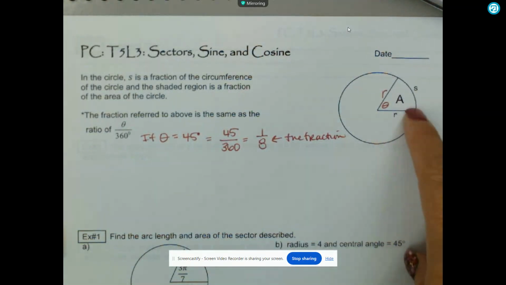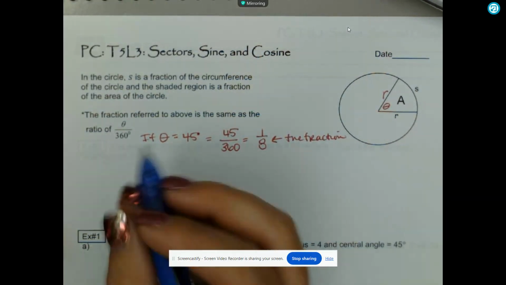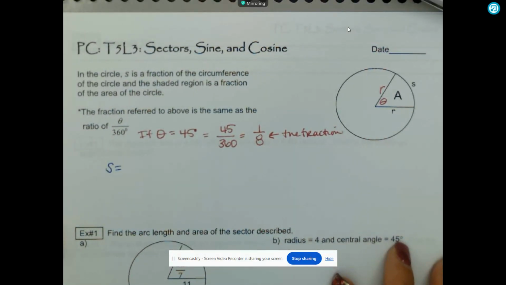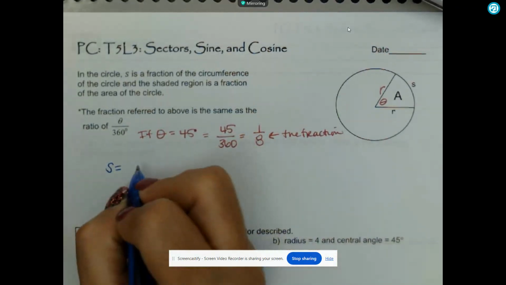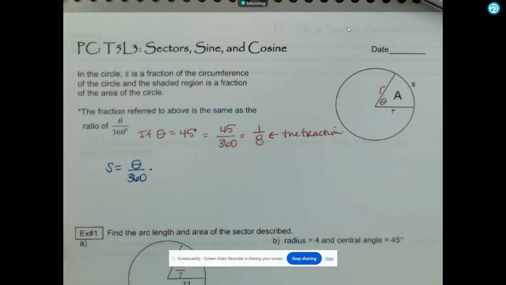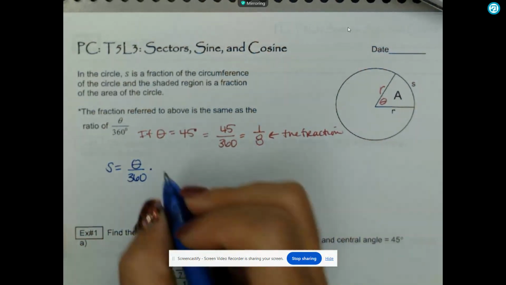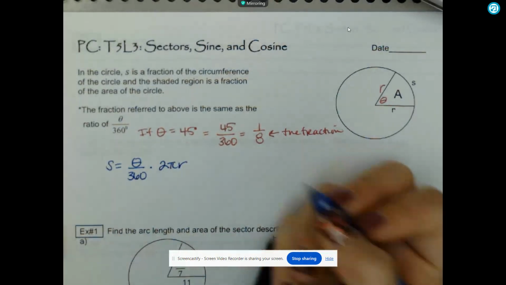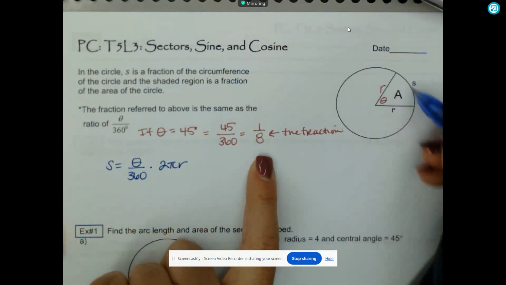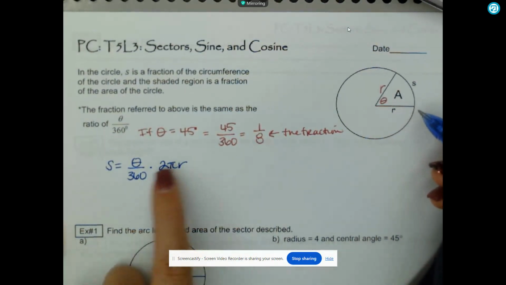So to find our arc length, which is going to be the letter S, we're going to take the fraction of the circle, which is theta over 360, times 2 pi r. What formula is 2 pi r? Anybody remember? Circumference of the circle, right? But remember, in this situation we only want 1/8 of the circumference. Does that make sense? So you're doing the fraction now.